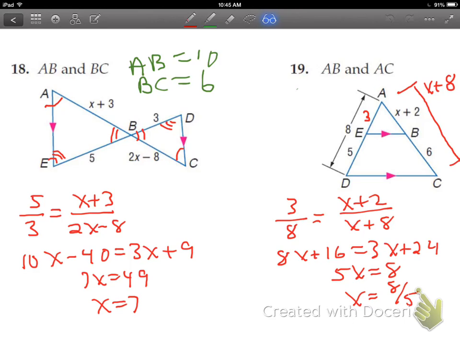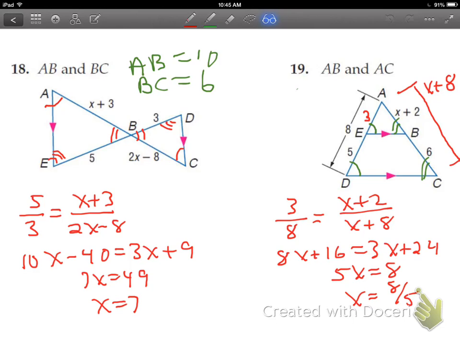On problem number 19, we can find the length of AE by subtracting 8 minus 5. I've written it in there as 3. And now the little triangle on the inside, triangle AEB, is similar to the big triangle on the outside, again because we have corresponding angles congruent here by angle, angle. Therefore, forming ratios of corresponding parts, 3 is to 8 as x plus 2 is to x plus 8.